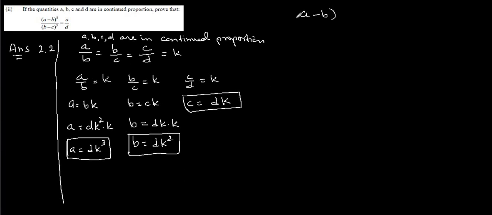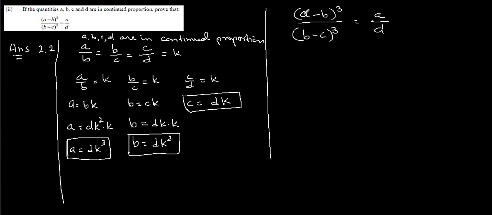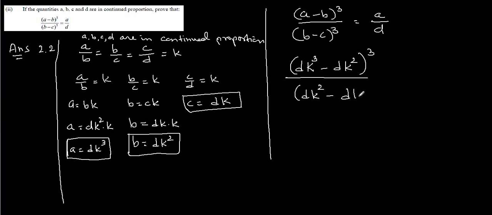So here A minus B whole cube upon B minus C whole cube is equal to A upon B. That is the thing that we require to prove. So replace the value of A here. The value of A is dk cube. And what is the value of B here? dk square. This is going to be whole cube upon, what is the value of B here? dk square, minus, what is the value of C here? dk whole cube. In the same manner, what is the value of A? dk cube upon, what is the value of D? Nothing. So we put D as D.